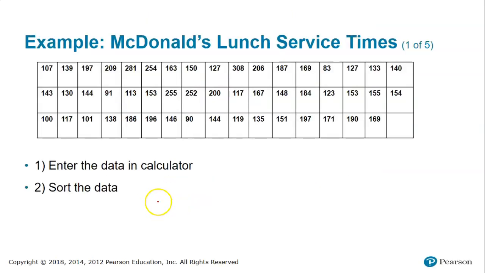Okay, so the first thing we've got here is this data set, and it's talking about the lunch service times at McDonald's. So we're going to start by entering this in your calculator. So hopefully by this point you have secured a TI-83 or 84 or the plus versions of those calculators, and you'll be ready to follow along with that. So I'm going to go through and show you how to enter this data in your calculator and actually go ahead and sort the data and get ready to start our frequency distribution.